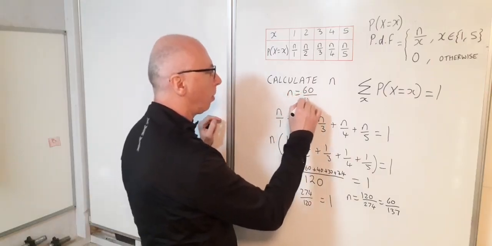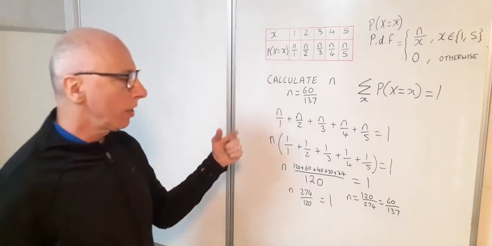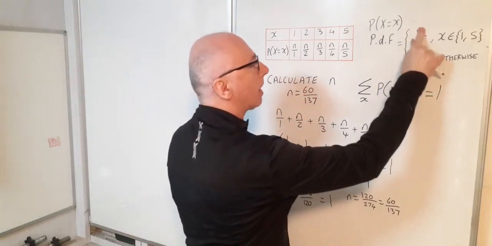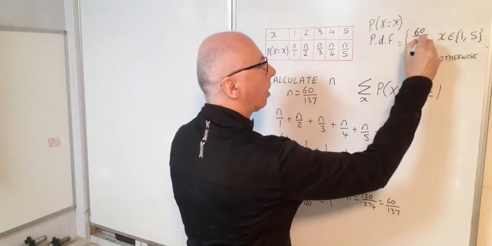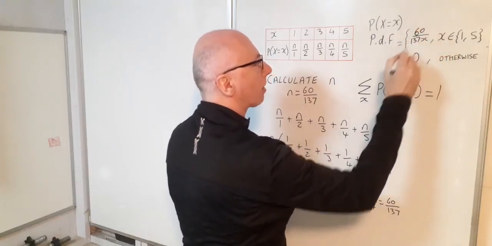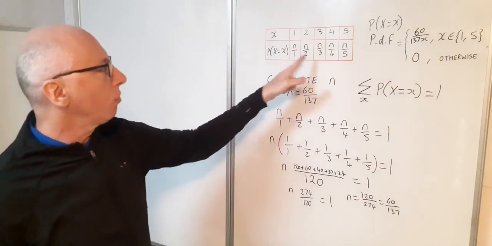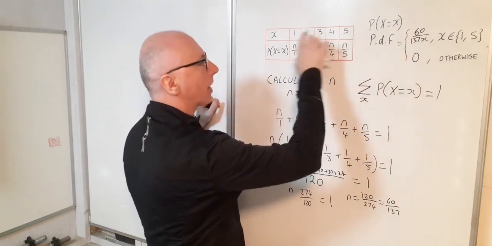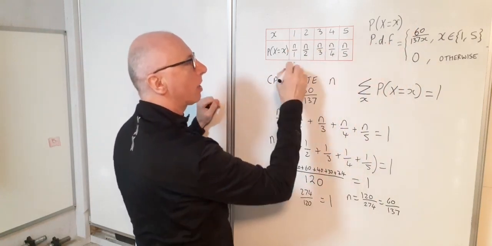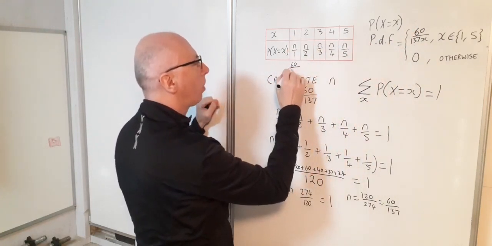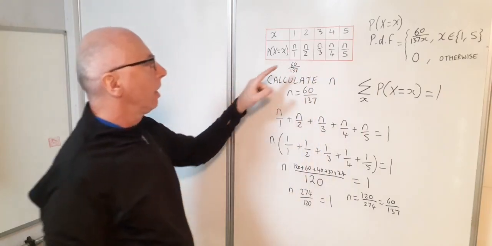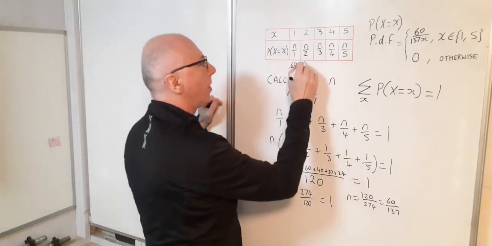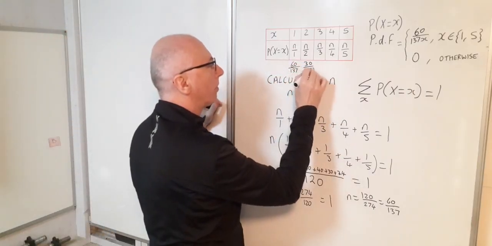60 over 137. So then we can rewrite our PDF if we wish, which is n over x, as 60 over 137x. So in which case we could rewrite all of these where n is just whatever the value of x is. So then we've got 60 over 137. Here we've got n and then divide it by 2. So then we'd have 30 over 137.